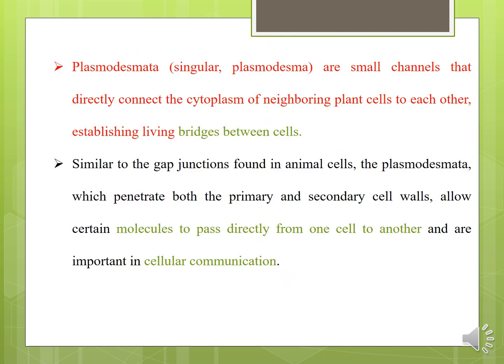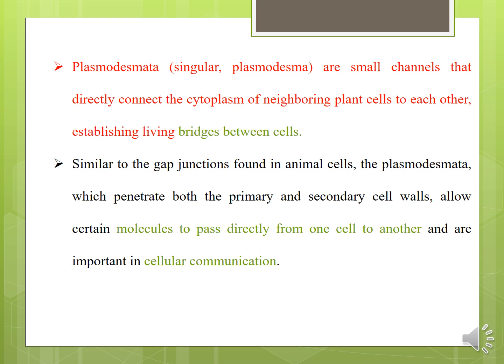So this plasmodesmata, singular plasmodesma, are small channels that directly connect the cytoplasm of neighboring plant cells to each other. That is, it acts as a bridge between the two cells, establishing living bridges between two cells. As I have been telling you, it acts as a communicating channel between the two cells. So that bridge is called plasmodesmata.